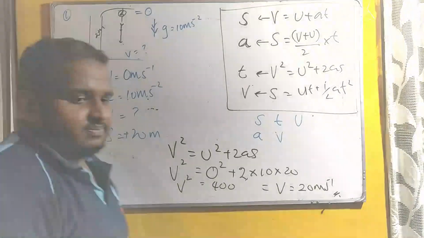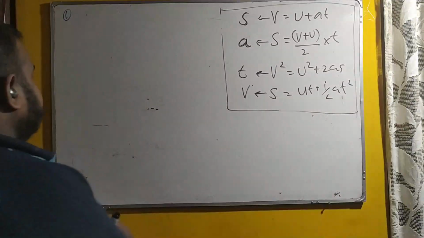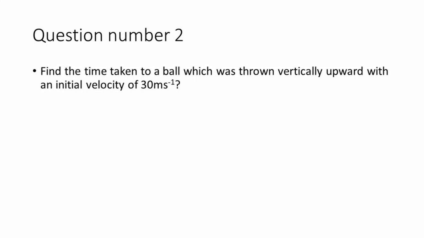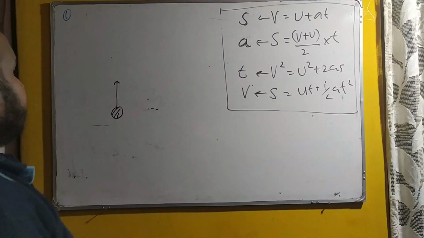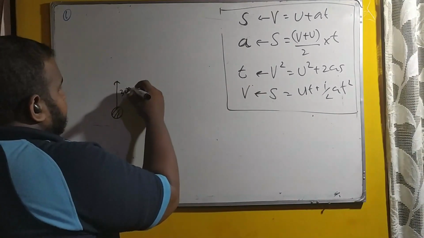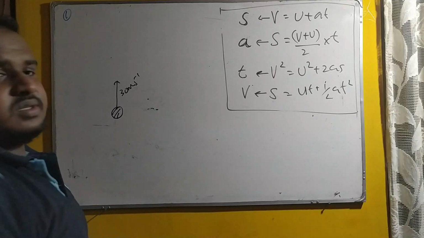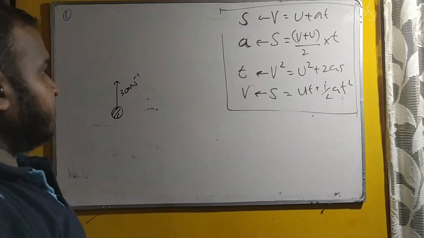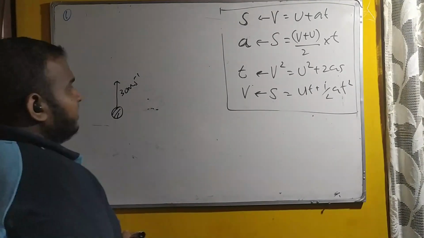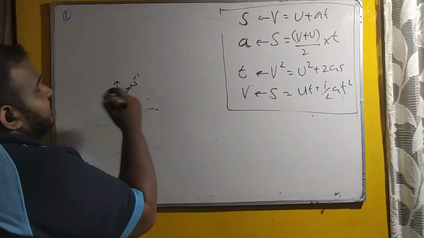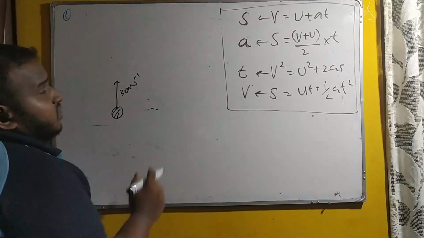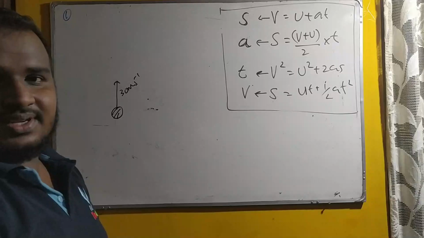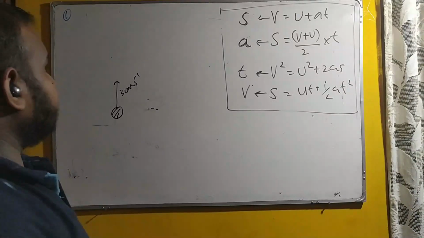Right, let's do another one. Well, in the second example they have asked you, a ball is thrown vertically upward with an initial velocity of 30 meters second minus 1. So it's happening under gravity. Question: find the time taken to reach the maximum height.